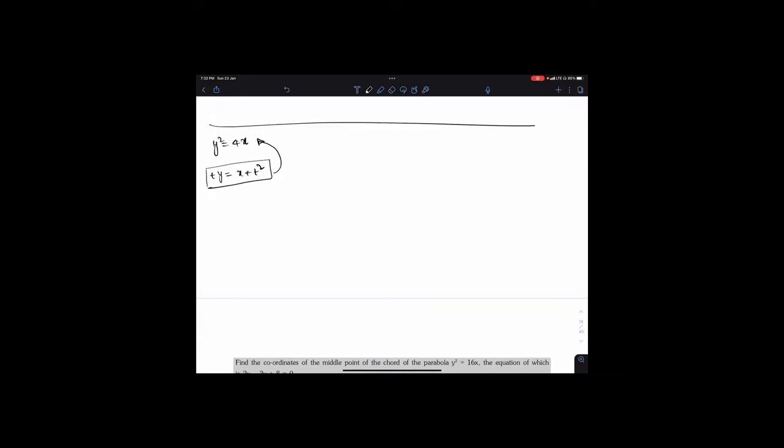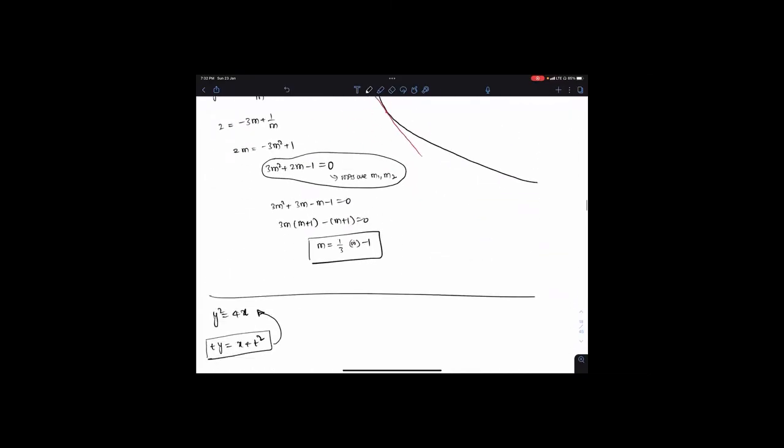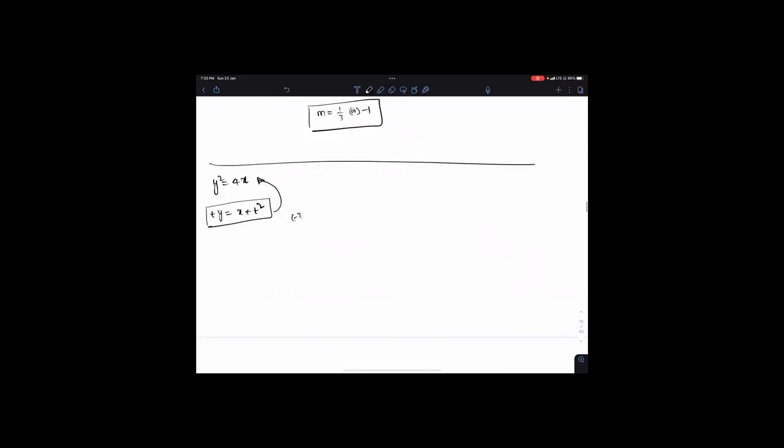Now, same question, from (-3, 2) you are drawing the tangents. So now if I substitute (-3, 2) in the parametric form of tangent, what will I get? Let us just substitute and see. 2t equals -3 plus t square. You are getting t square minus 2t minus 3 equal to 0, which is (t minus 3)(t plus 1) equal to 0. So t equals -1, 3.